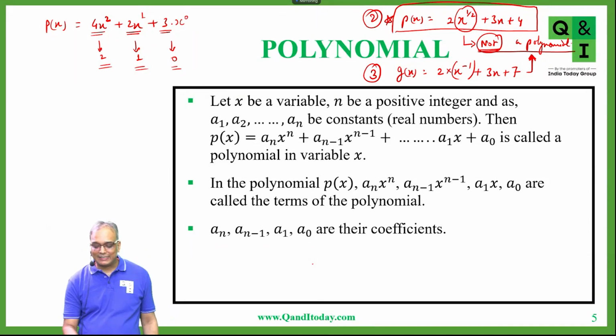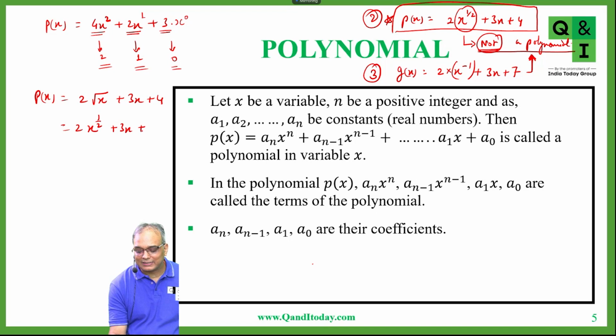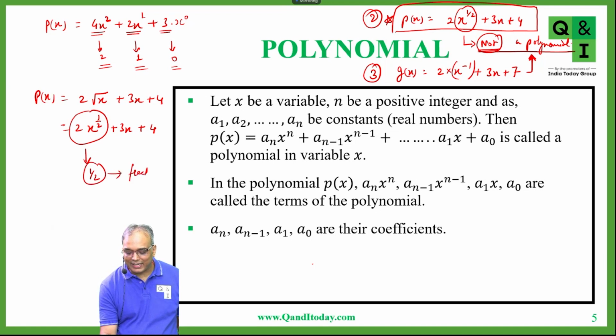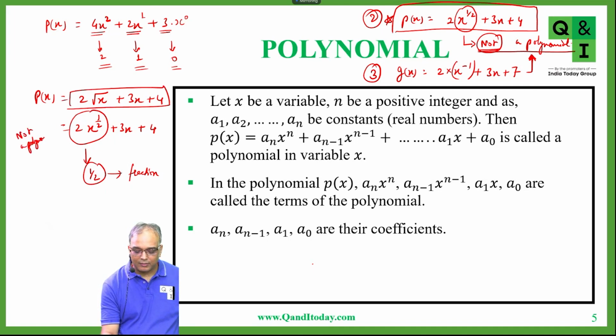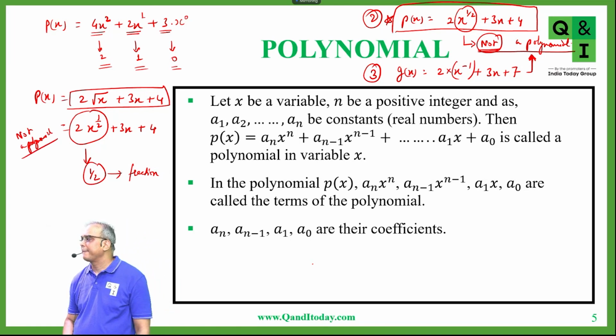In the second case, we had 2x to the power 1 by 2, which can be written as root x plus 3x plus 4. You can also write it as x to the power 1 by 2 plus 3x plus 4. Here, in the first term, the power of x is 1 by 2, which is a fraction and not a positive integer. That's why this is not a polynomial. Anna, is it clear for the second one? Yes, Arush, I'll explain the coefficients also.